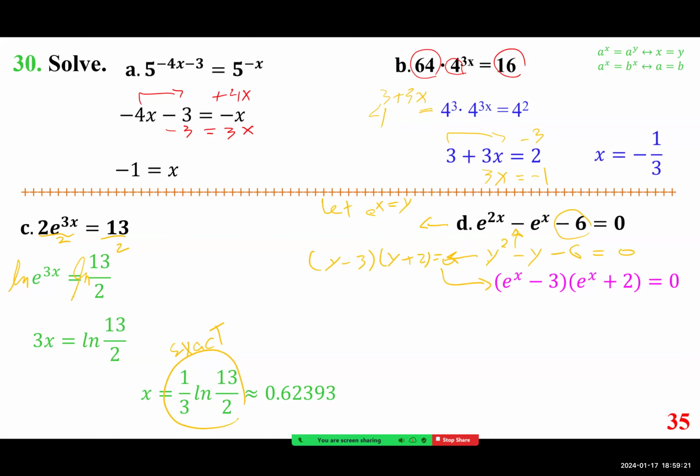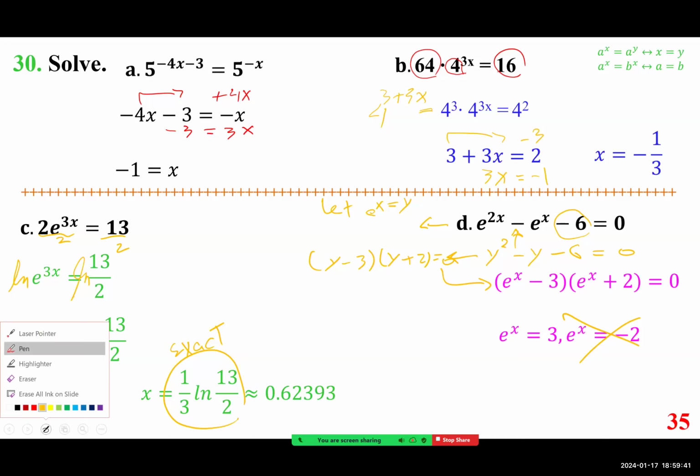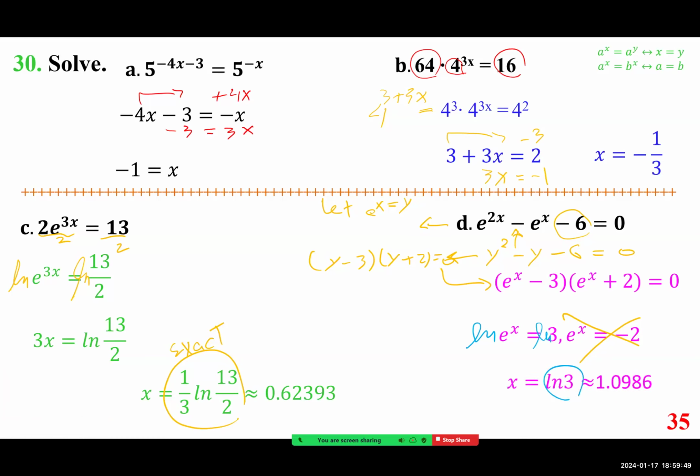And so we have either e to the power of x equals 3 or -2. This can't be. As you know, exponential functions have a range of 0 to infinity. They can never be 0 either. So if e to the power of x is equal to 0 or a negative number, there is no solution. But the other one, we can take the natural log. The left side becomes x, and the right side is ln 3. And again, this is what we really want, the exact answer, okay? This is an approximation. Most of the time, we are not interested in that.